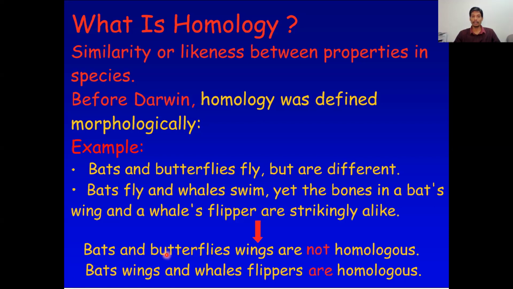So bat and butterfly wings are not homologs, and bat wings and whale flippers are homologs. So morphologically, at the beginning, before the advancement of science, before Darwin, that was the thing. Morphologically, we used to have the definition of homology.